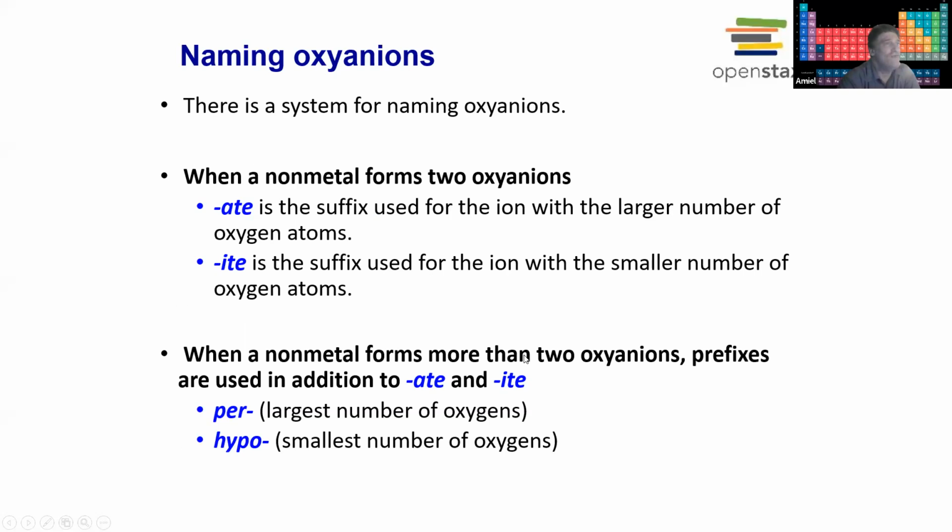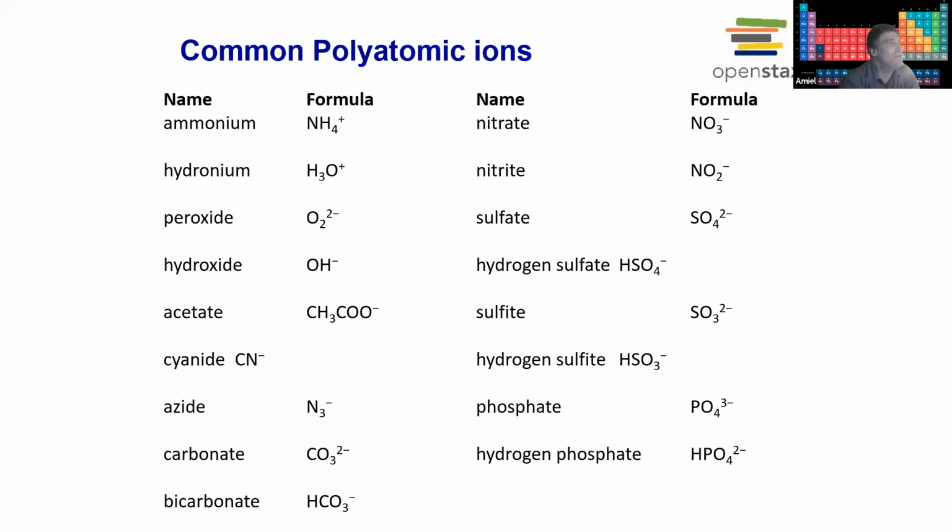When a nonmetal forms more than two, prefixes are used in addition to ate and ite, and we have two more, per and hypo. So per is above ate. So if it has more oxygens than ate, it becomes per. And if it has less oxygens than ite, it's hypo. So there's only a couple of examples of that.